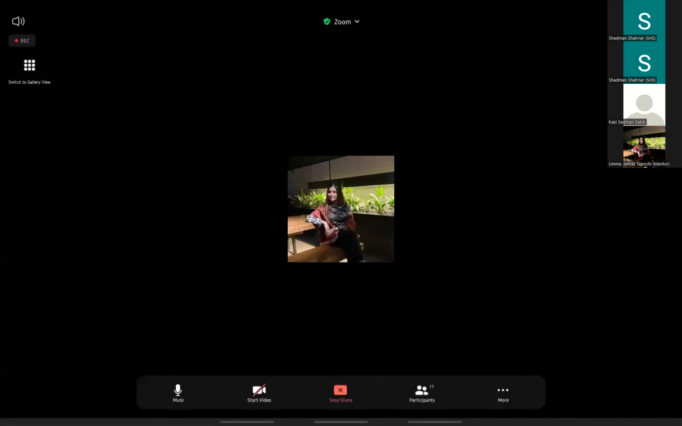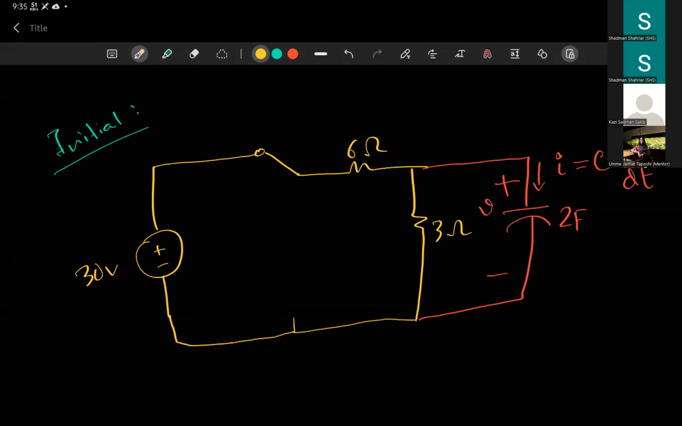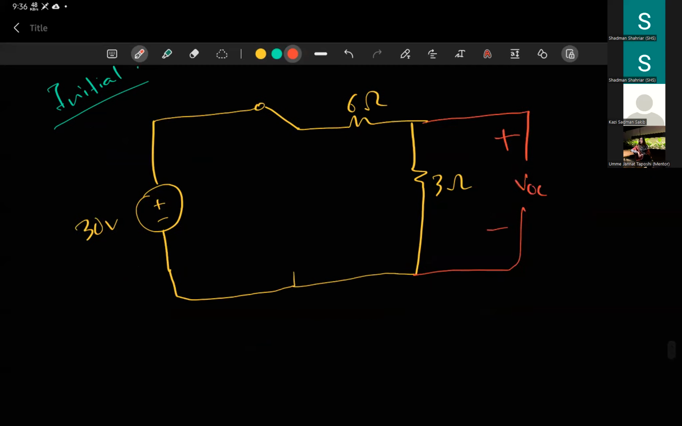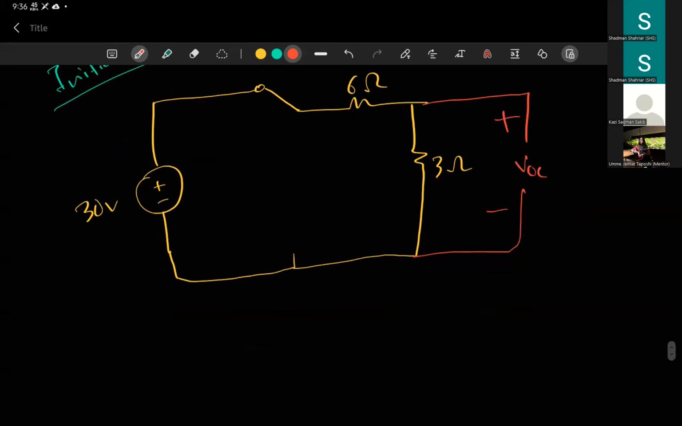Okay, so your capacitor is your load, and you have to open it and find the voltage. So we are basically trying to find out VOC. Okay, so VOC, this is what we are trying to find. And we can find the VOC in a multitude of ways.